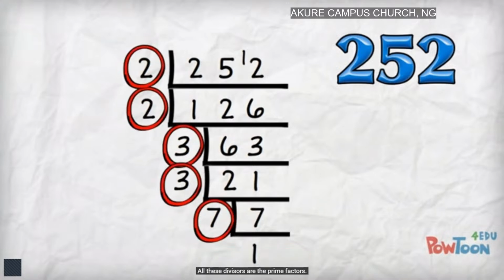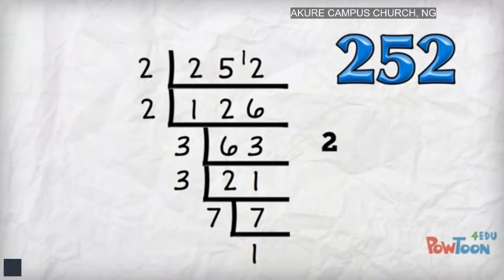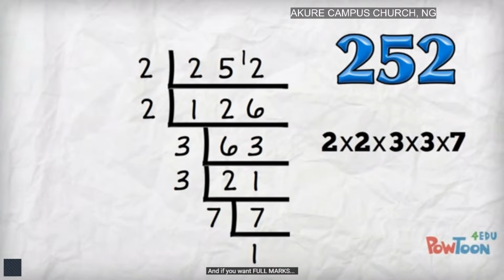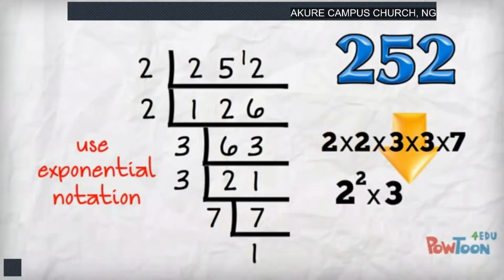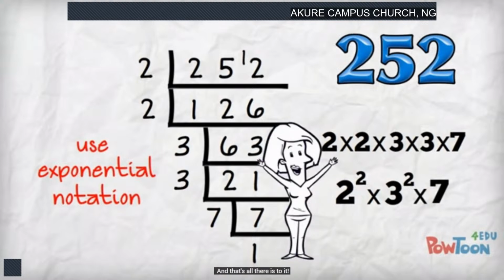All these divisors are our prime factors, so we gather them up and list them in order from smallest to largest. 2 times 2 times 3 times 3 times 7. And if we want full marks, we show the repeated factors using exponential notation. We have 2 2's, so that's 2 to the power 2, times 3 to the power 2, because 3 is used twice, times 7. And that's all there is to it.